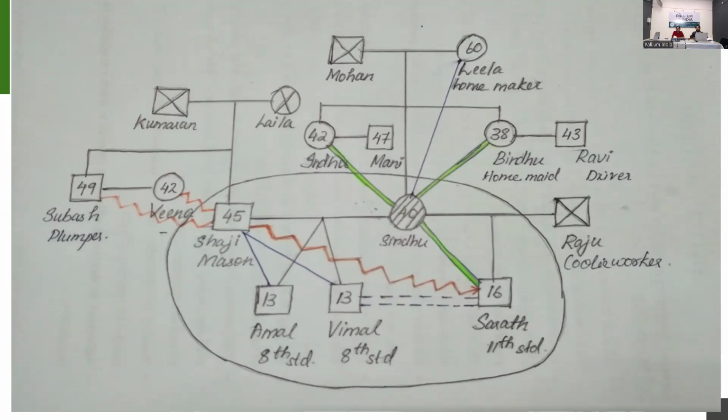The stepson and the stepfather are not having a very good relationship, and Shaji is very hostile towards the first child. But at least the children have a very close relationship, that is Vimal and Sharat. Shaji is also having a hostile relationship with his siblings. Maybe there are some character issues with Shaji that we might need to assess in the coming session. The circle shows whoever is living under one roof. Shaji, Sindhu, and the children live together under one roof.